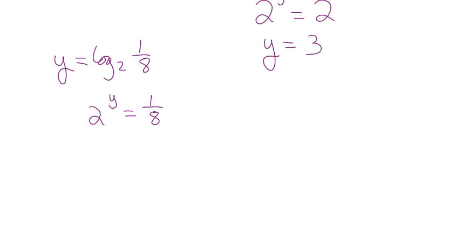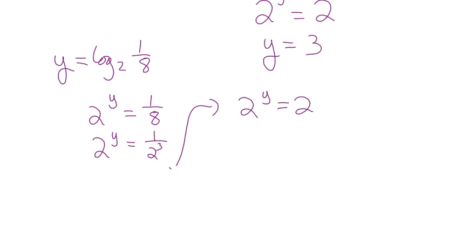Now we need to write 1/8. Well, okay, we know from just having done it that 8 is 2 cubed. Right? So it's 1 over 2 cubed. How do I get this out of the denominator? Make it negative. So 2 to the y is equal to 2 to the negative 3. What's y? Negative 3.